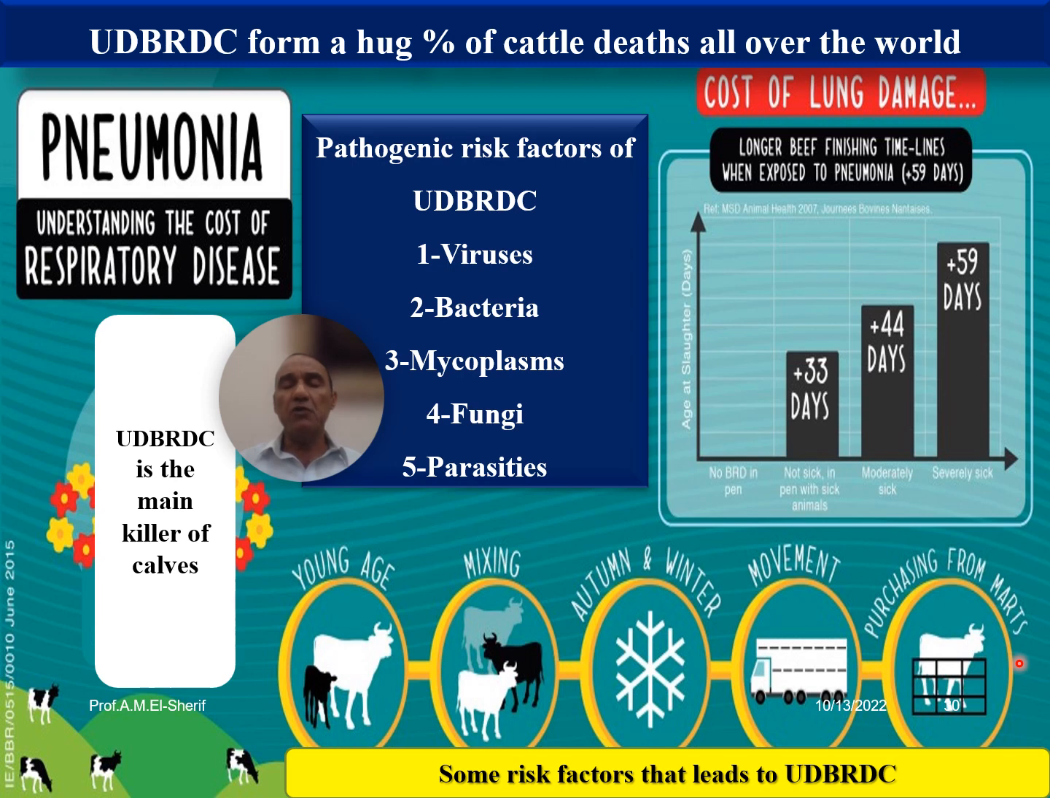as well as purchasing from markets, by means of purchasing them from undetectable and unprotected farms. At 59 days, most of the deaths will be noted among the calves. Undifferentiated bovine respiratory disease is the main killer of the calves.